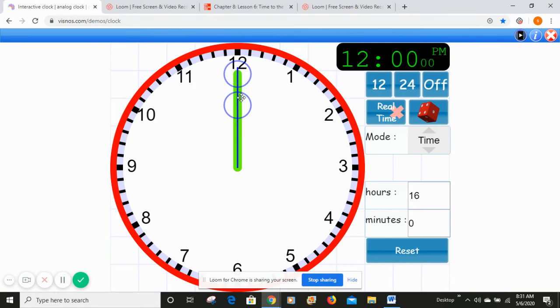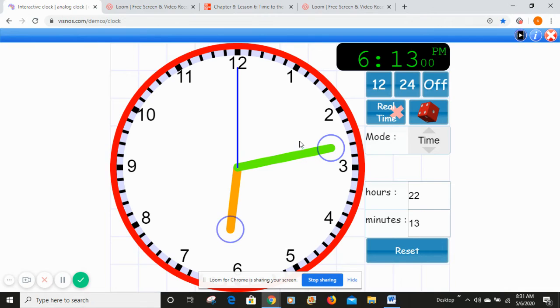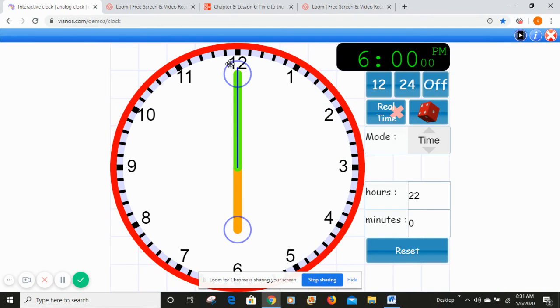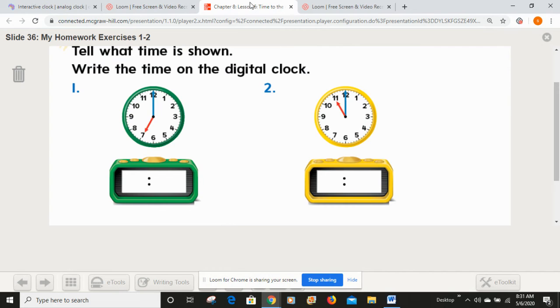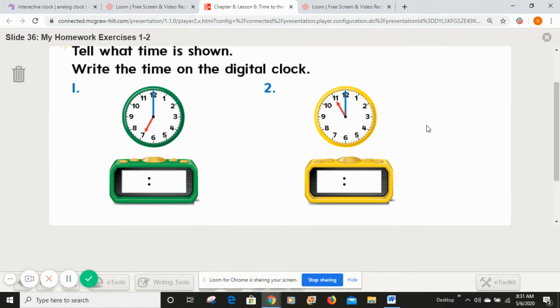So I'm going to move it here. I'll put my big hand back up there. And the small hand is pointing to 6. The big hand is pointing up to 12. I look at my digital clock. What time is it? 6 o'clock. So let's take another look at just some digital clocks and see if we can figure out what time it says to put on the digital clock.